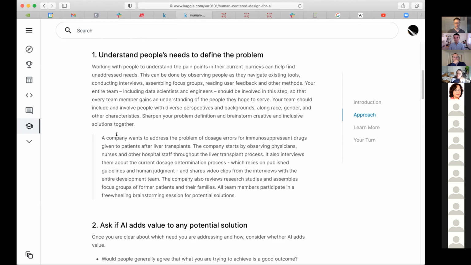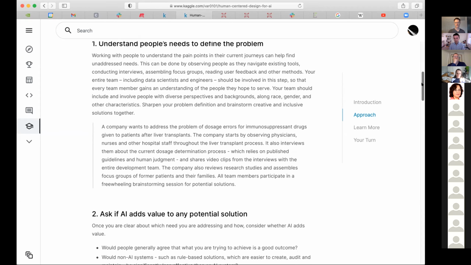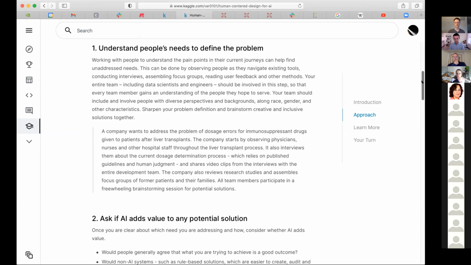The example shown here is on a company that wants to address the problem of dosage errors for immunosuppressant drugs given to patients after liver transplants. And the idea here is that you should start, before you think about building models or anything, start by observing the way things are currently done. Speak to people who are currently involved in the task, find out what their challenges are.